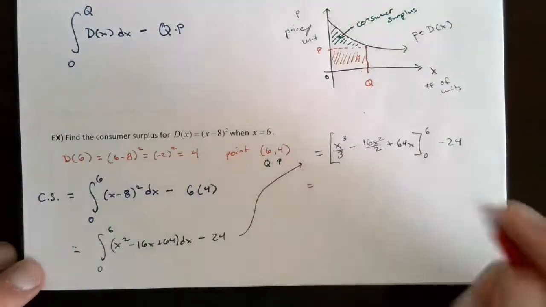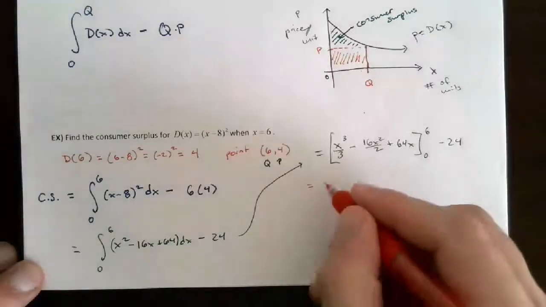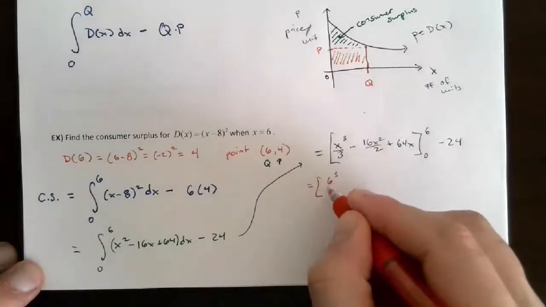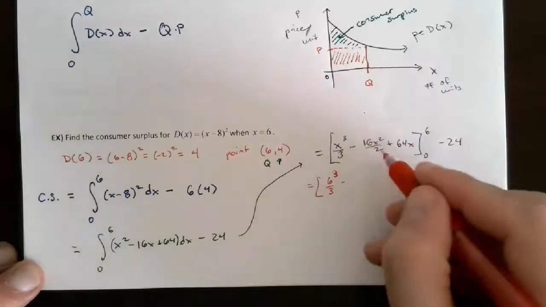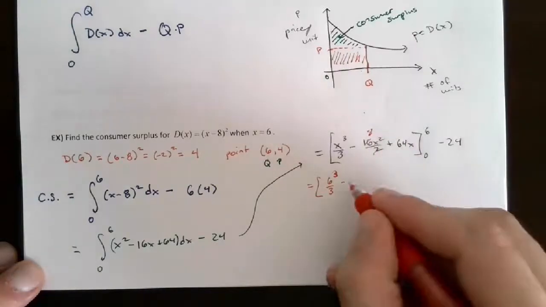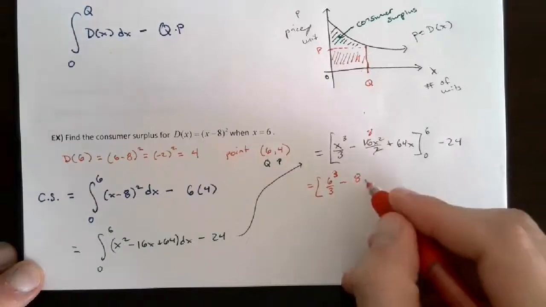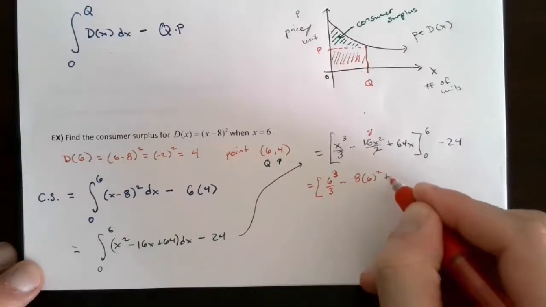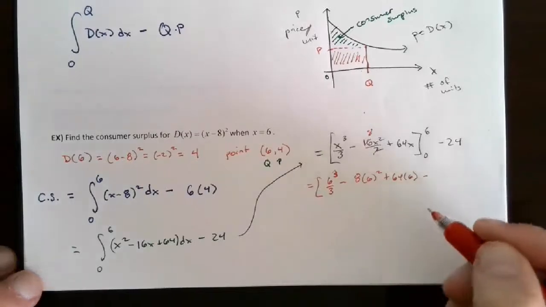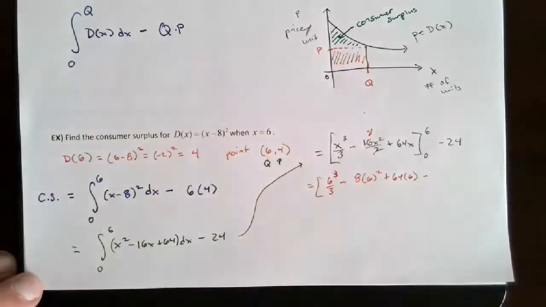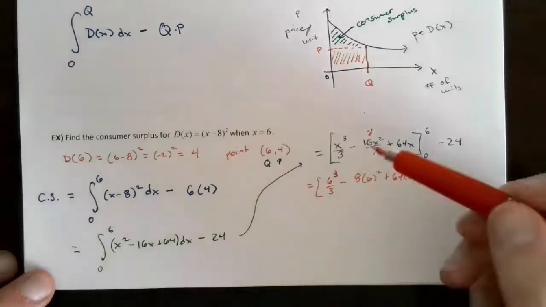Evaluating this, substituting in 6, we'd have 6 to the third over 3 minus 16 over 2, which will just cancel to an 8x squared, so minus 8 times 6 squared, plus 64 times 6, minus, well, what happens when you substitute in 0 into here?